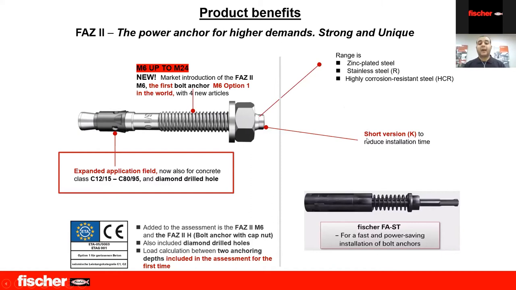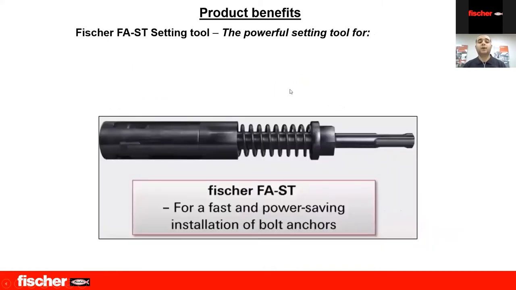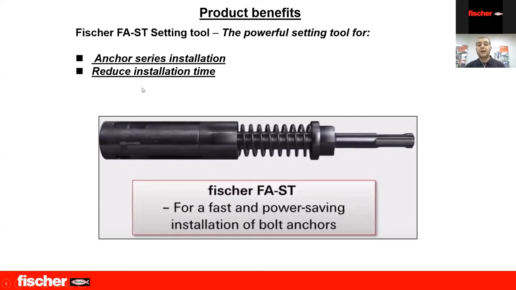For the installation of that anchor, Fischer has come up with a powerful setting tool. It's called FAST, and from its name, it gives you a fast anchor installation, reduces the installation time, and creates no damage to the fixture. Basically, you place the anchor on that setting tool, use it with the drill, and it does the rest. In the upcoming slide, we will see a small video demonstrating how this setting tool makes your life easy when fixing mechanical anchors into concrete. So let's see together.